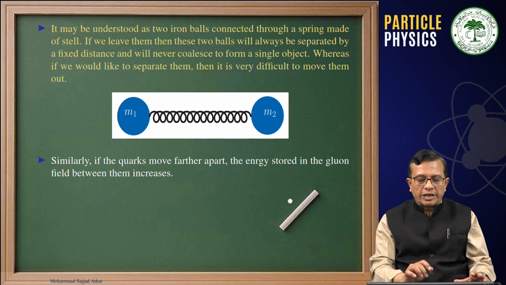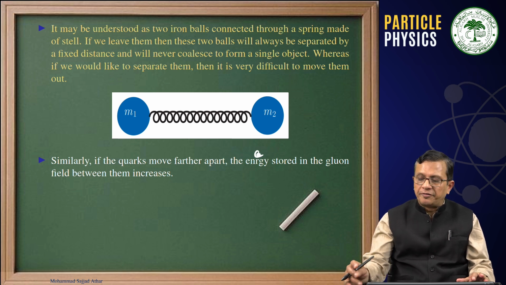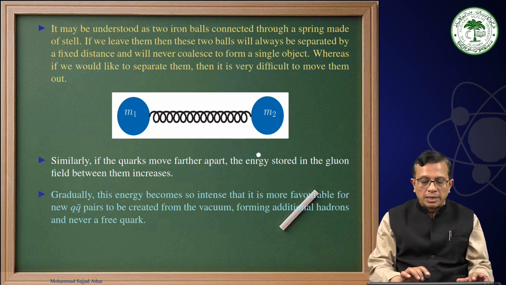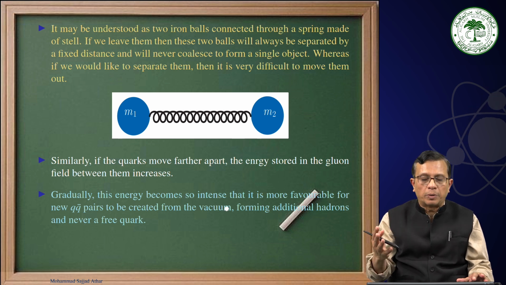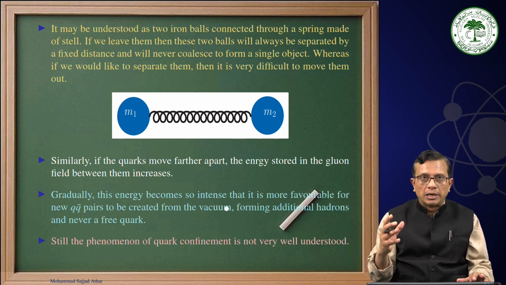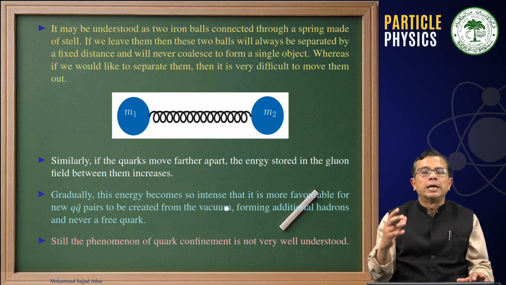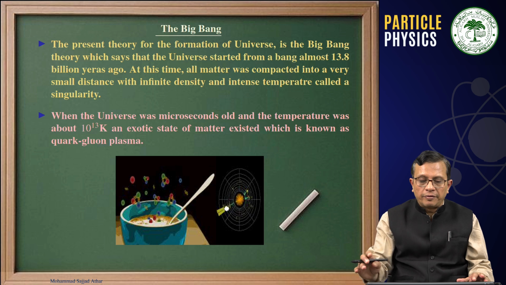So, if the quarks move further apart, the energy stored in the gluon field between them increases. Gradually, this energy becomes so intense that it is more favorable for new Q Q-bar pairs to be created from vacuum, forming additional hadrons and never a free quark. That is the important catch, that we don't have an isolated quark. Still, the phenomenon of quark confinement is not very well understood.